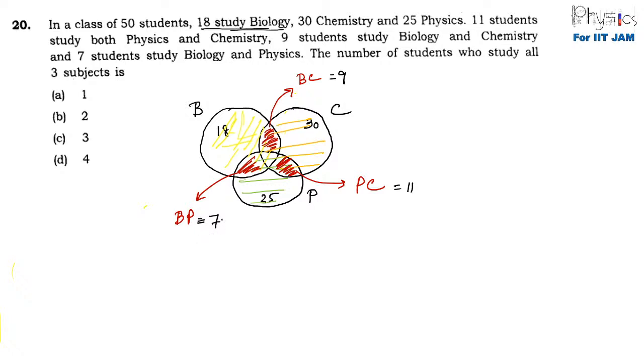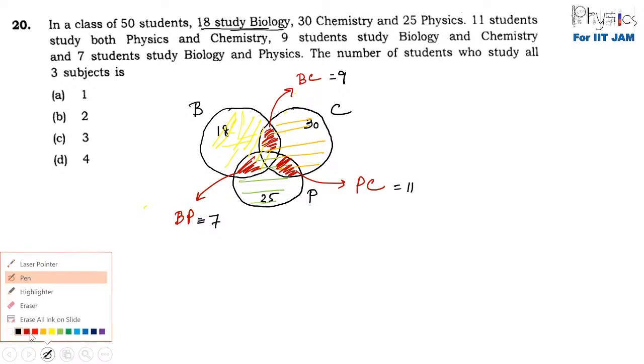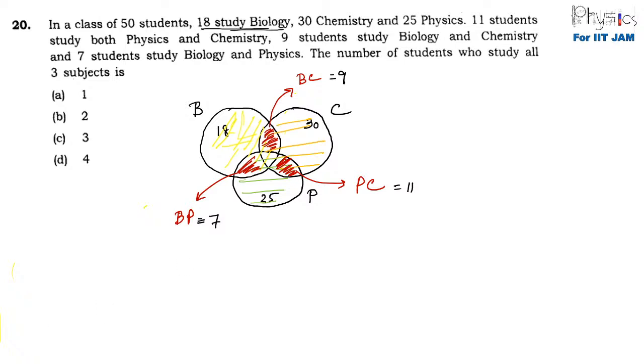Now these are the basic pieces of information given in the question. Now how to solve this question? See, suppose this portion, that is the combination of B, C and P, this portion, is X. Suppose this portion is X, okay.